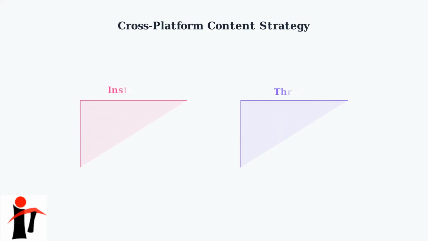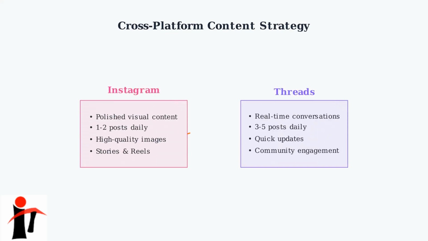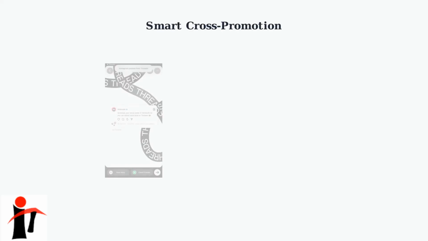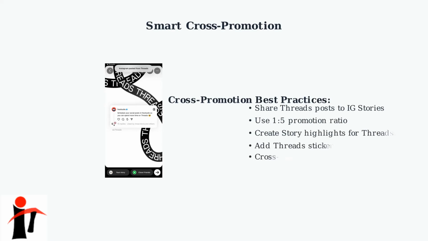Develop a strategic content approach that leverages each platform's strengths. Instagram should focus on polished visual content with 1 to 2 posts daily, while Threads emphasizes real-time conversations with 3 to 5 posts daily. Cross-promotion is key to growth, but balance is essential. Share Threads content on Instagram stories and vice versa, but avoid over-promotion. Aim for a 1 to 5 ratio of Threads promotions on Instagram to maintain audience engagement.